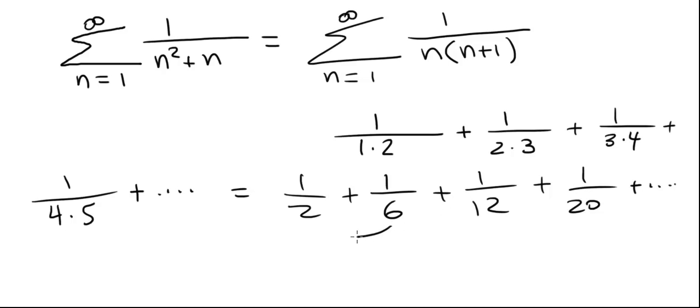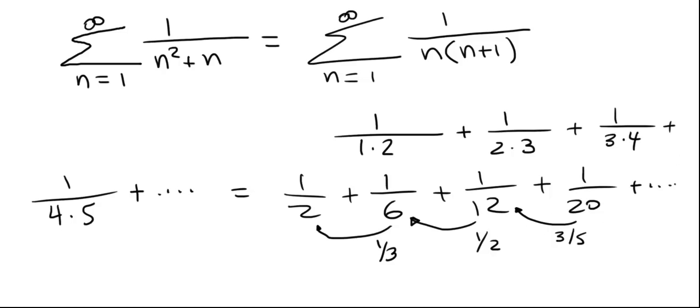A geometric series has a common ratio between terms. So here 1/6 over 1/2 is 1/3, 1/12 over 1/6 is 1/2, and 1/20 divided by 1/12 is 3/5. So there is no common ratio. This is not a geometric series.